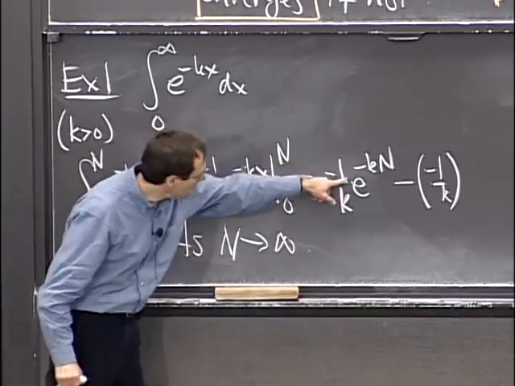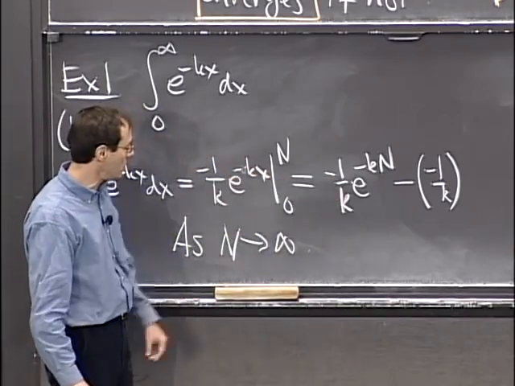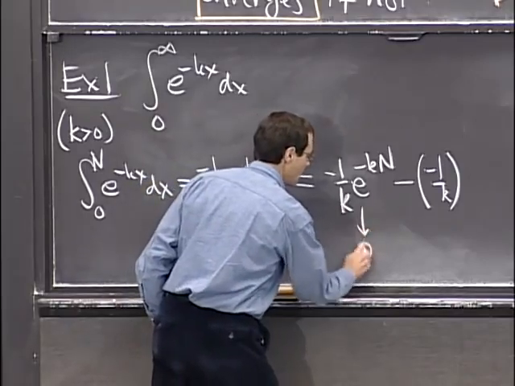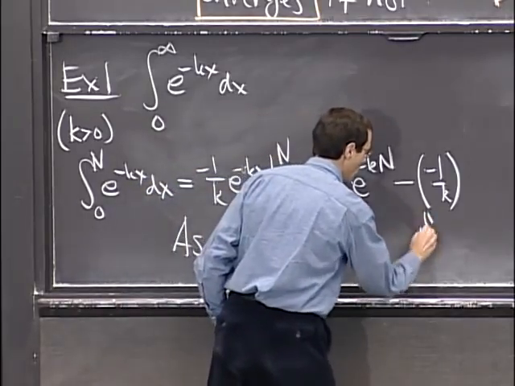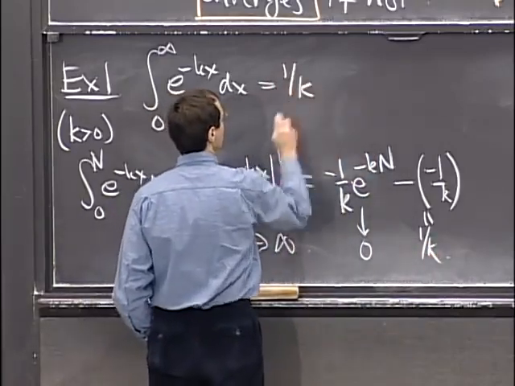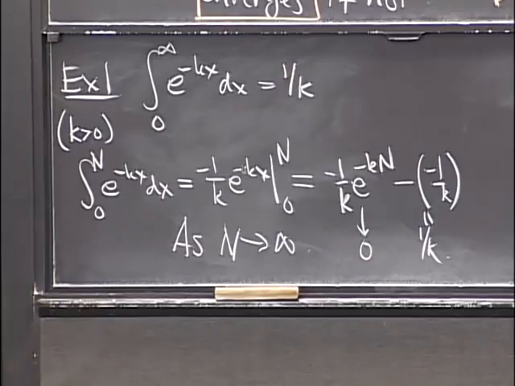So this is, if you like, e to the minus infinity in the limit, which is 0. And so in the limit, this thing tends to 0, and this thing is just equal to 1 over k. And so all told, the answer is 1 over k. And that's it.